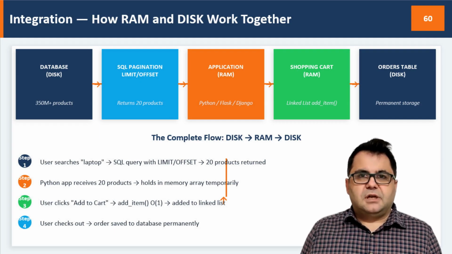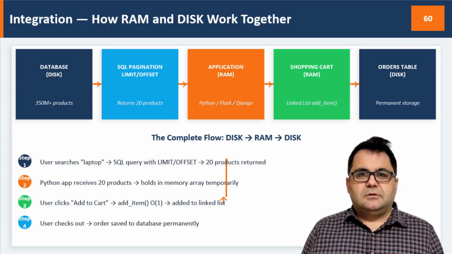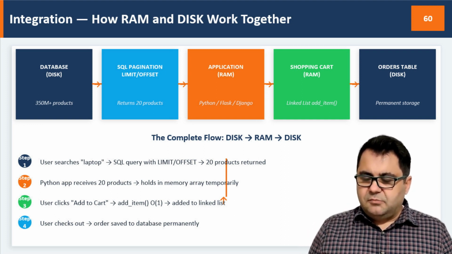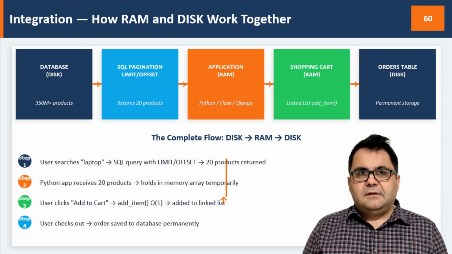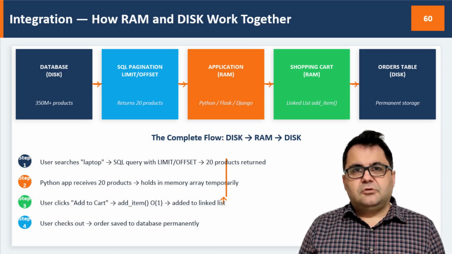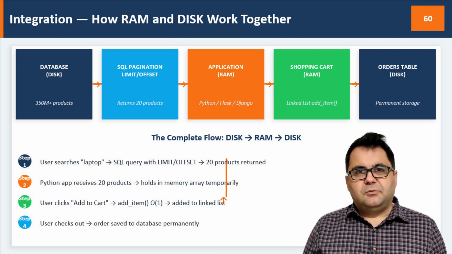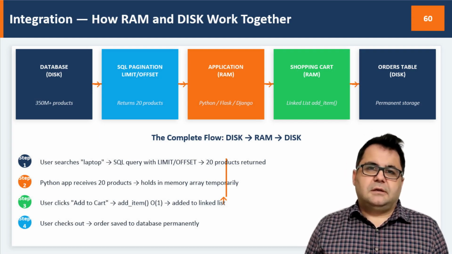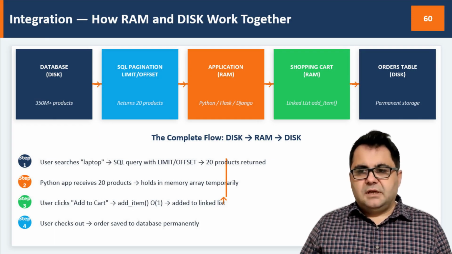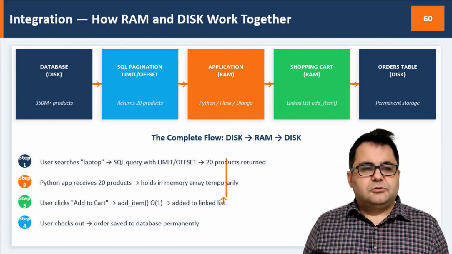Step 3: the shopping cart in RAM using a linked list. This is hour 2 content. It stores that product ID using our O(1) add item method. The user modifies the cart rapidly, adding, removing, changing quantities, all O(1) operations. The user clicks checkout. Step 4: the order is saved to the orders table on disk for permanent storage. The circle: data starts on disk, products, moves to RAM, cart, goes back to disk, orders. This is how real systems work.